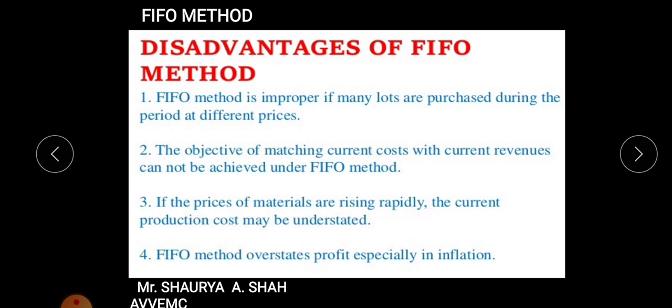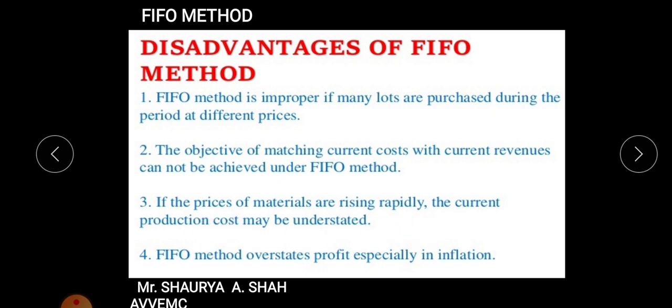Why? Because suppose 5 days back I purchased a material at 100 rupees cost. Today the price of the material has become 200 rupees, right? So I am manufacturing today and using the material with 100 rupees cost. So my cost will be less, right? That is why it is said that current production cost may be understated.